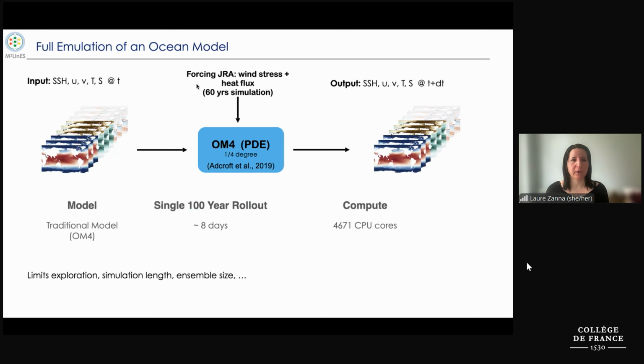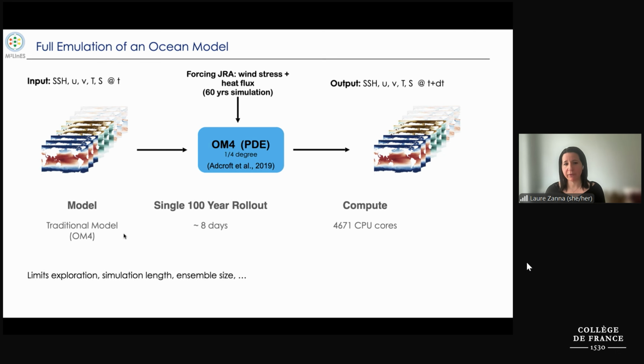So here we're back to this picture of how an ocean model works, right? We start with a field of sea surface height, velocities, temperature, salt at a given time. We usually solve it with a partial differential equation. The model has a resolution of 1/4 of a degree, and it's forced with observed wind stress and heat. And then, of course, you get the next time step. This is a state-of-the-art ocean model run by an operational center here in the US, the NOAA GFDL lab, if you're familiar. And it's really one of the best models out there.